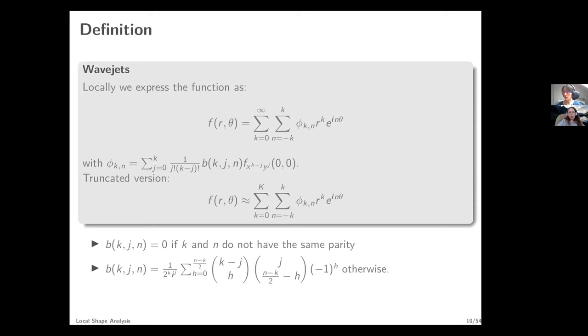So locally, we can express the function as coefficients phi kn times the function basis, and we have a truncated version. And then, of course, the phi kn have some weird expression here, but we are not going to look too much at that. We're just going to estimate them and see what we can get out of them.